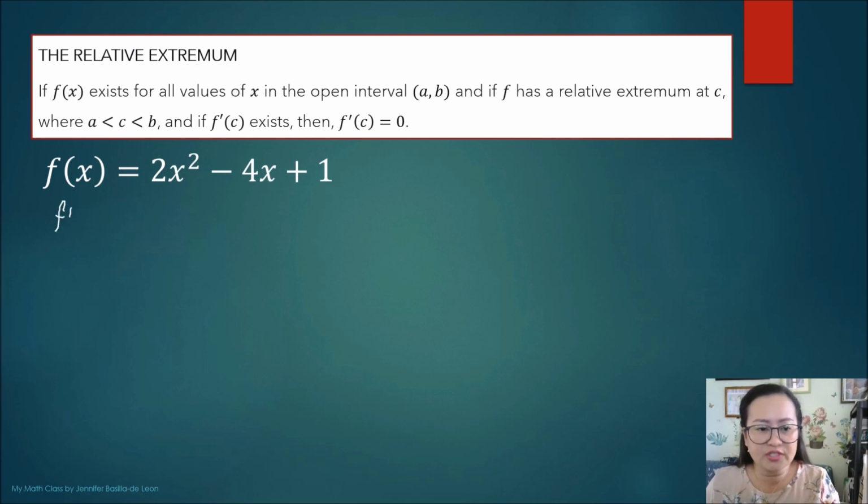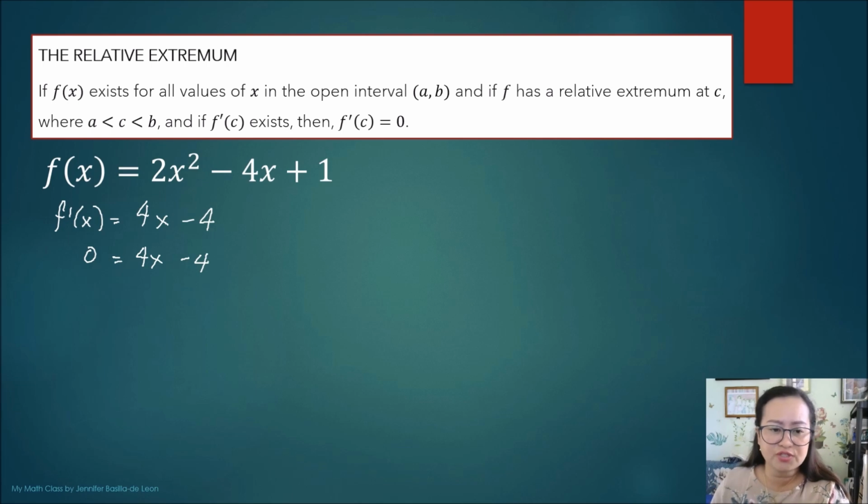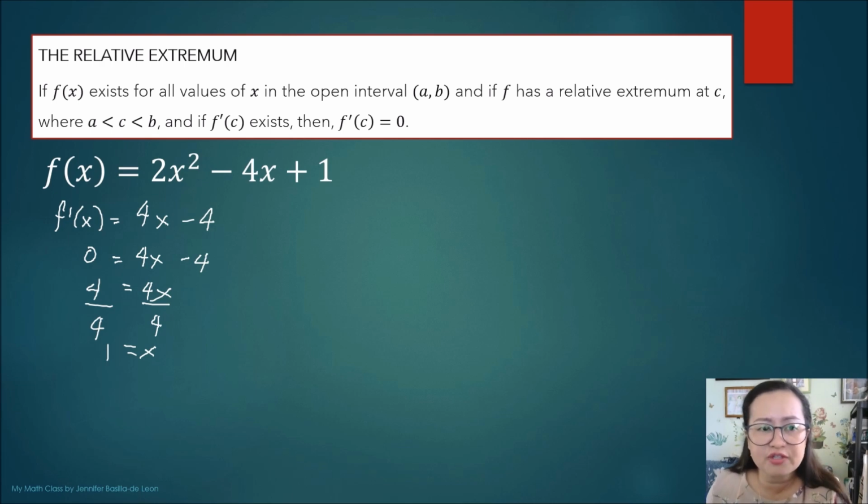Let's find the first derivative of the function. So we will have 4x minus 4. And then in order to find the critical value, we can equate f prime of x to 0 in order to solve for the critical value. We transpose negative 4 to the left to isolate x. And then we can divide both sides by 4, so x is equal to 1. Therefore, we can say that the critical value in the function is x equals 1.